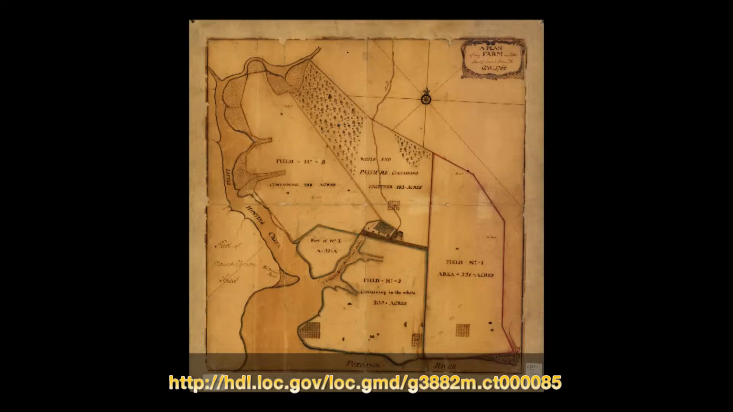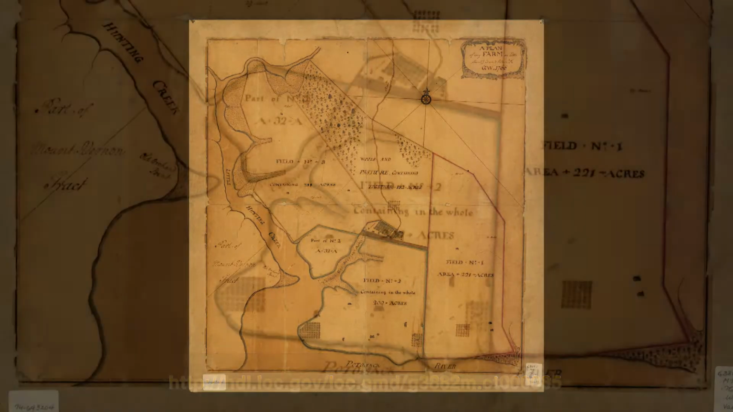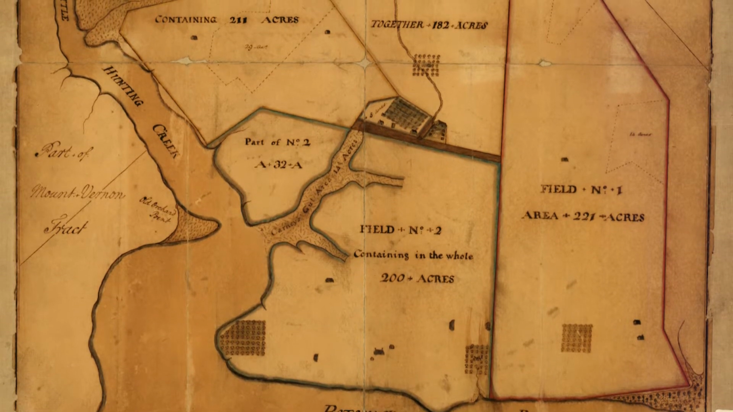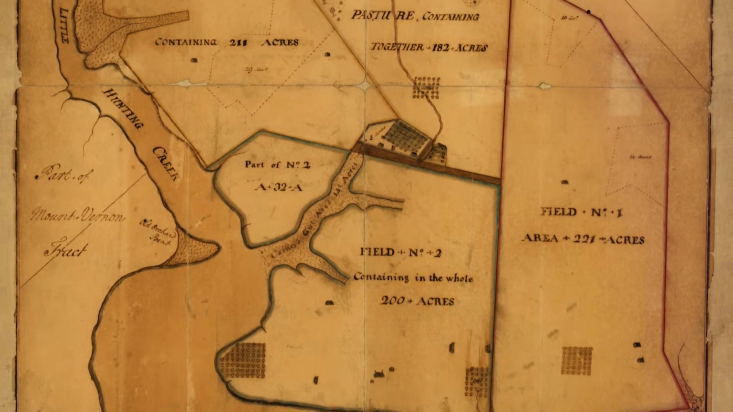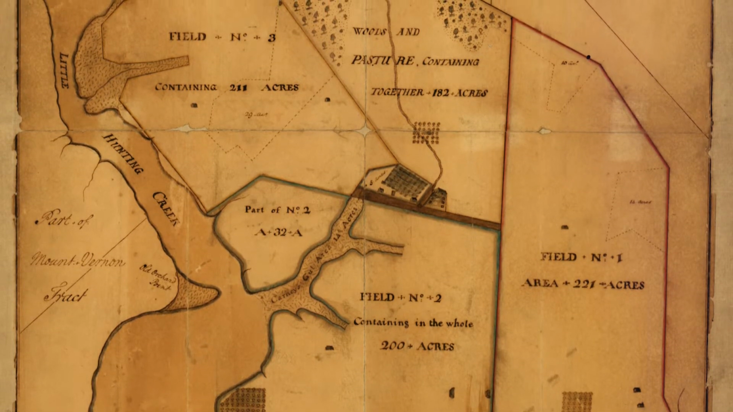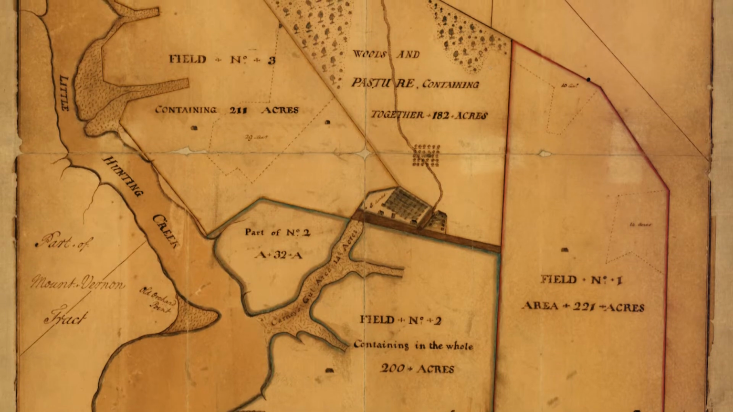One key map I have used in my classroom is the map titled My Farm on Little Hunting Creek by George Washington. At first glance, the map appears to have little detail or historical meaning. As the students inquire more deeply and begin to notice details, many historical connections are made. After close evaluation, the students realize this map was made by George Washington himself to show his farm, now known as Mount Vernon.